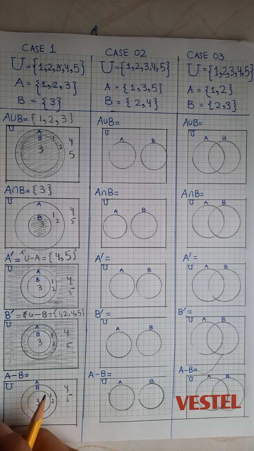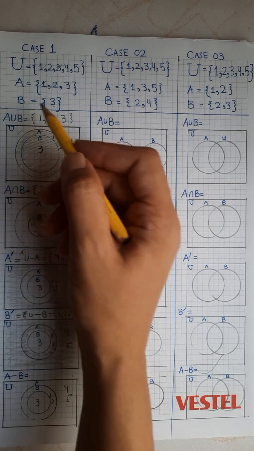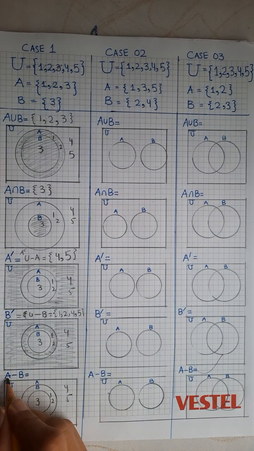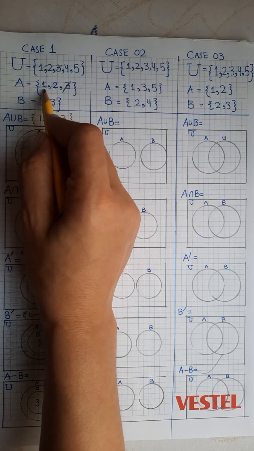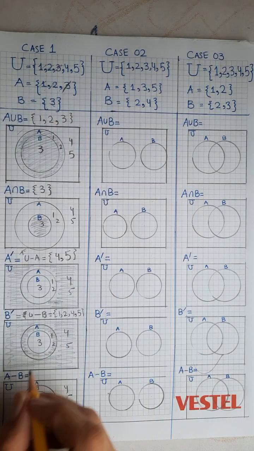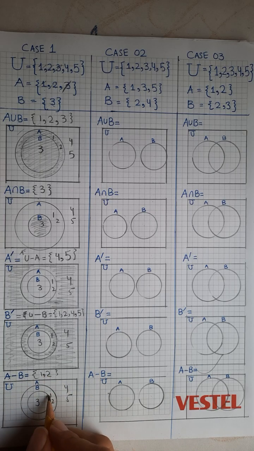Okay, now moving to A minus B. What does this mean? A minus B, only two sets are involved, A and B. Now you have to subtract the elements of B from A. In B we have 3, we have to eliminate this. So that means we will get 1 and 2. And 1 and 2 appear here. So that means we have this. This will be the answer, and this will be shaded, right?